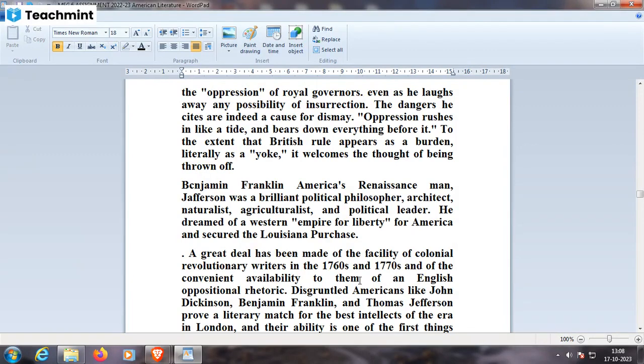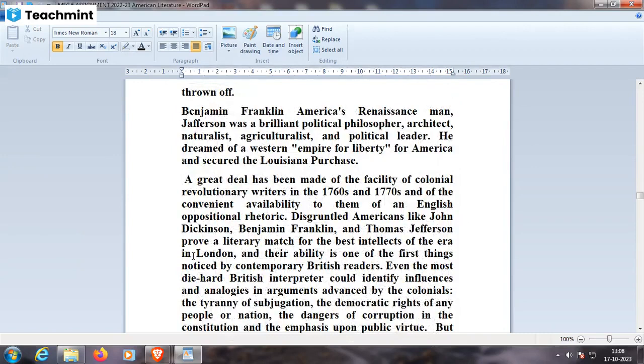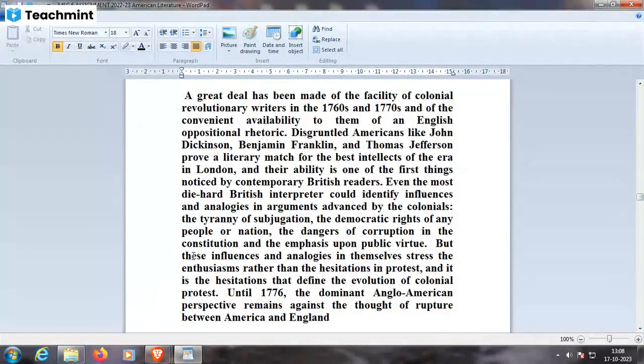A great deal has been made of the facility of colonial revolutionary writers in the 1760s and 1770s and of the convenient availability to them of an English oppositional rhetoric. Disgruntled Americans like John Dickinson, Benjamin Franklin, and Thomas Jefferson prove a literary match for the best intellects of the era in London. And their ability is one of the first things noticed by contemporary British readers. Even the most die-hard British interpreter could identify influences and analogies in arguments advanced by the colonials: the tyranny of subjugation, the democratic rights of any people or nation, the dangers of corruption in the constitution, and the emphasis upon public virtues. But these influences and analogies in themselves stress the enthusiasm rather than hesitation in protest. And it is the hesitations that define the evolution of colonial protest.